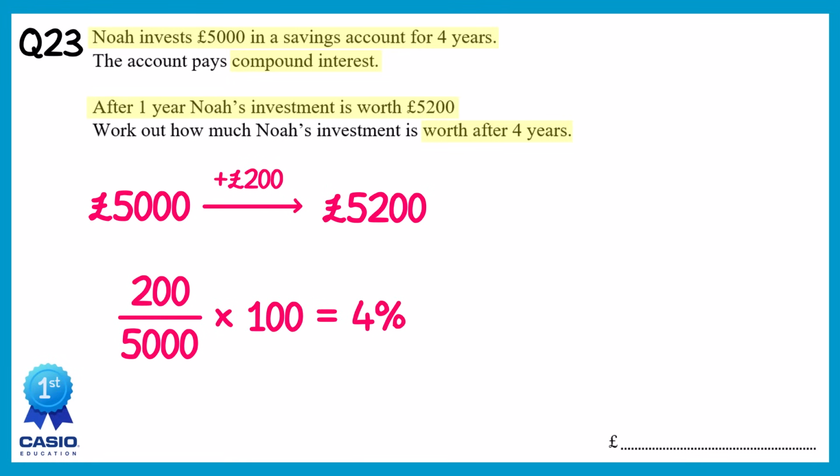So we've got two ways of finishing this question. We can either start at 5,200 and add 4% 3 more times, or we can go back to the original 5,000 and add 4% 4 times. That's the one I'm going to do.